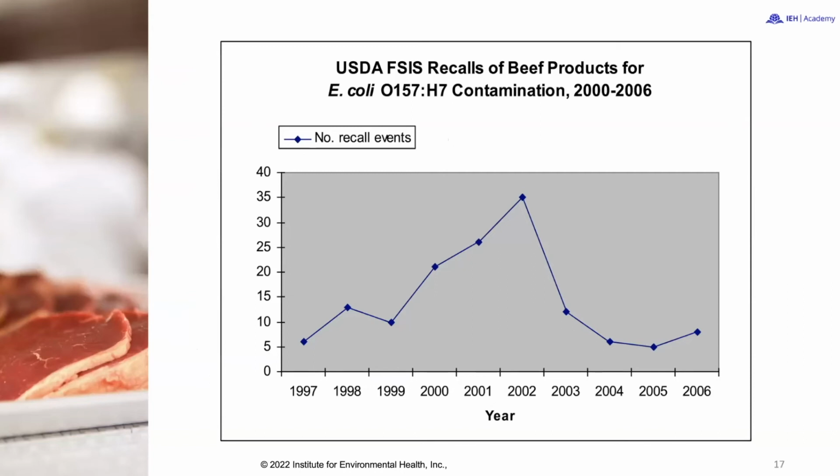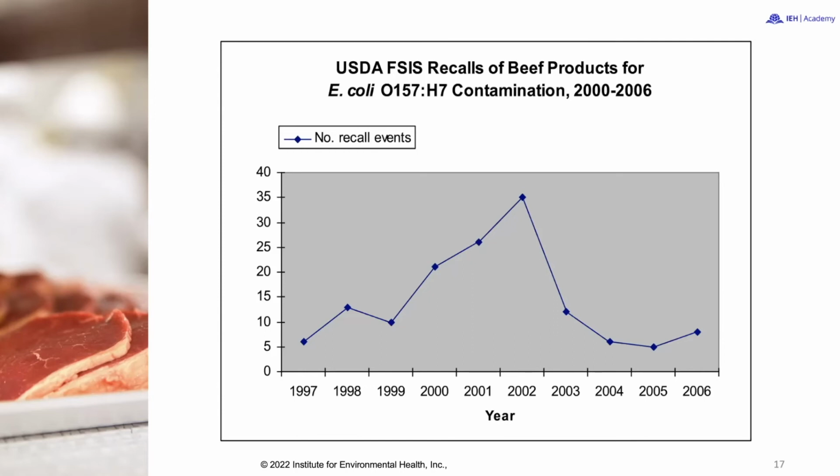So here's an example of a slide. We're looking at FSIS, which is the inspection service in the Department of Agriculture for meat and poultry products. If you look at the recalls of beef products for our old friend E. coli O157:H7, there came a peak in about the year 2002. There were a significant number of recall events in the United States.